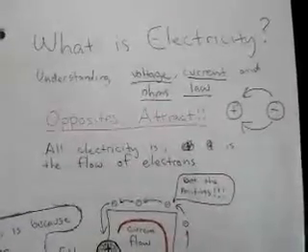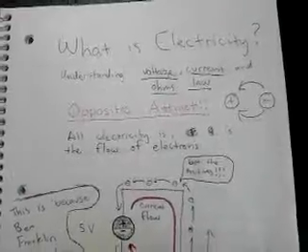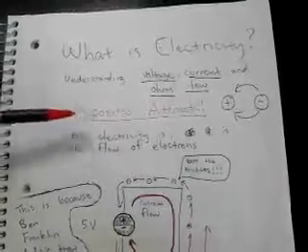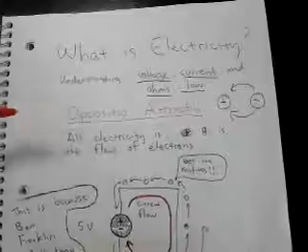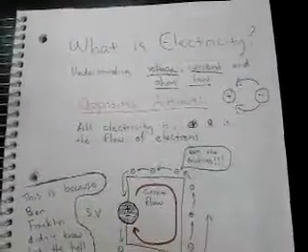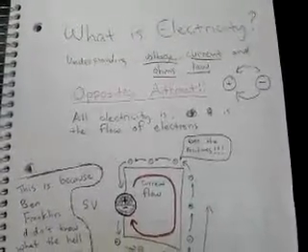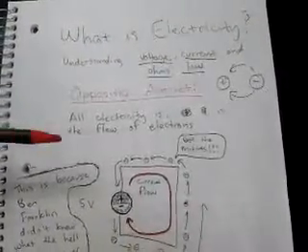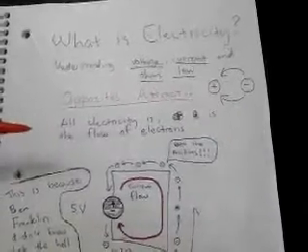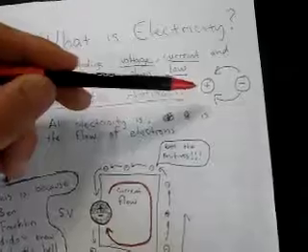So first of all, what is electricity? All electricity is: negatives and positives, opposites attract. Negatives try to get to positives, right? And I'm sure you've heard that multiple times through physics or playing with magnets. Opposites attract, like charges repel. So all electricity is the flow of electrons. Electricity is negatives trying to get to positives.